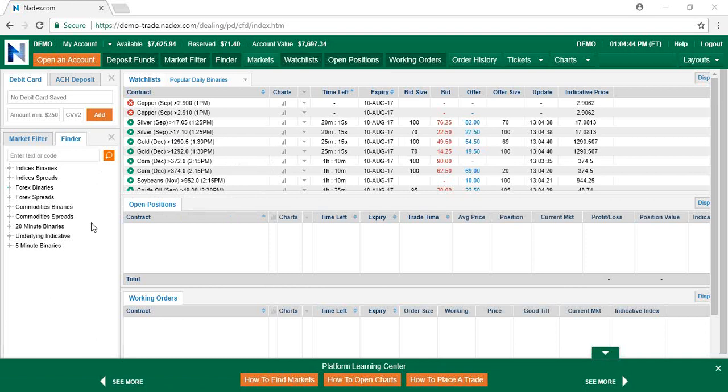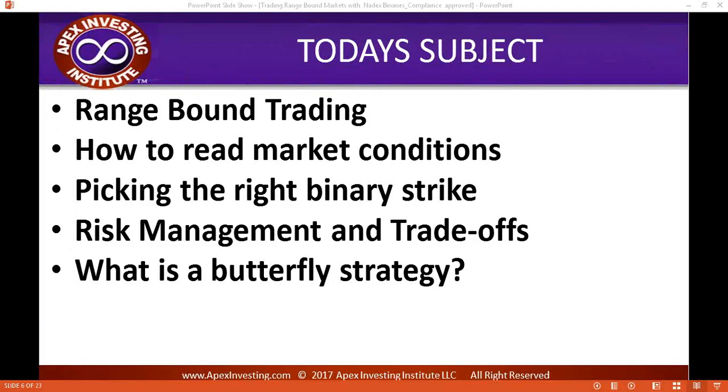Don't jump in trading that with your live money 2 minutes after you get off of the webinar here. Hop in, trade it in your demo account, test it out, master it, and move over to live. So just another great piece of tools and education that Nadex offers for you there. So make sure to take advantage of them.